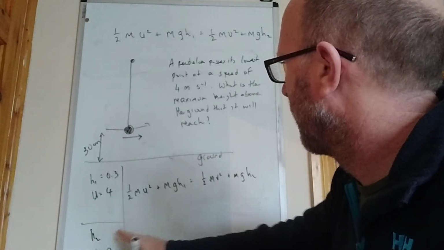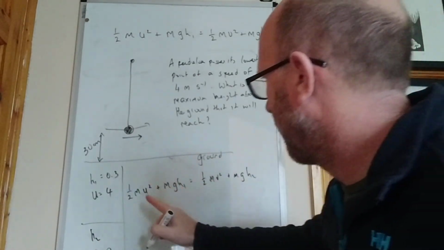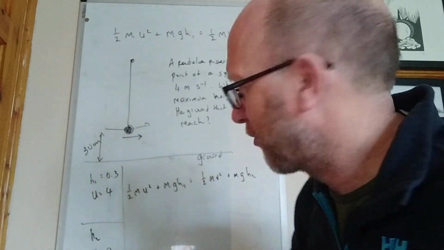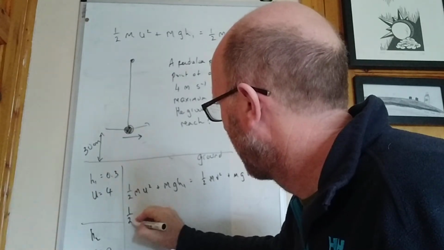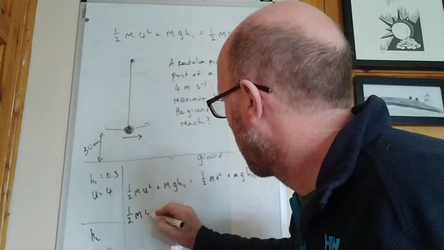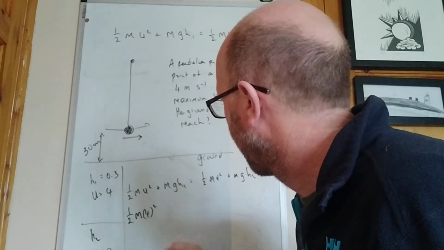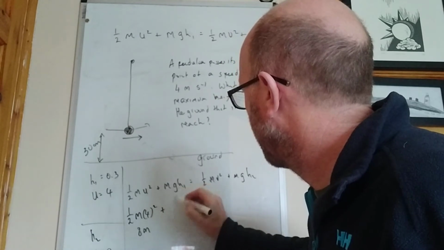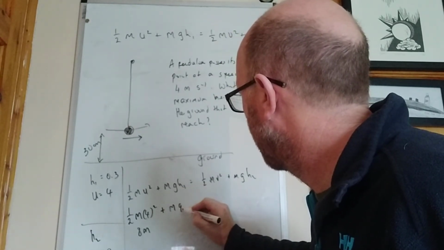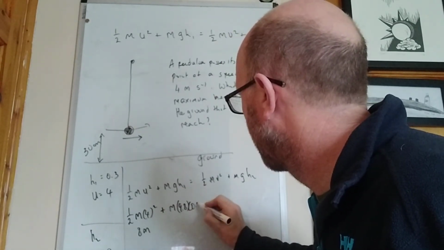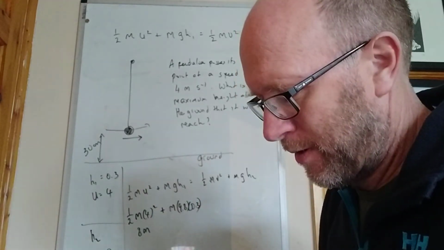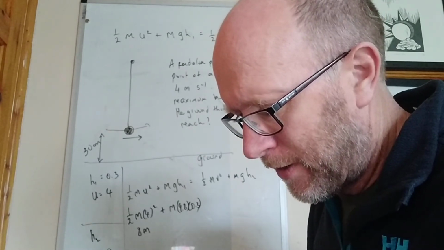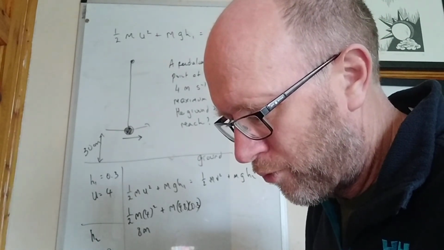At the beginning, it has a kinetic energy. It doesn't matter what direction, energy does not have a direction. So it has a kinetic energy of half m times U squared, with U being 4 squared. I'll tidy that up, that becomes 8m, plus mgh, so m times 9.8 and the height is 0.3. So 9.8 multiplied by 0.3, and we're getting 2.94.